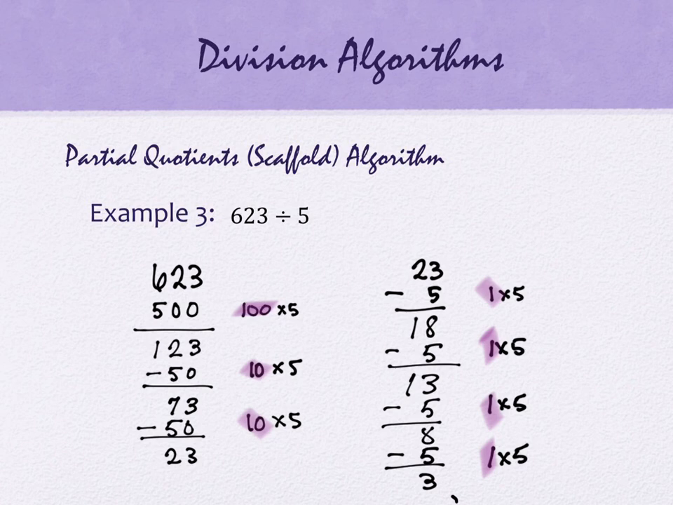So everything I've highlighted in purple, I've done so with purpose. That's the answer. I have 100, 10, 20. That's 120. 1, 2, 3, 4. 124. Remainder 3. Because there's a remainder here at the end of 3.